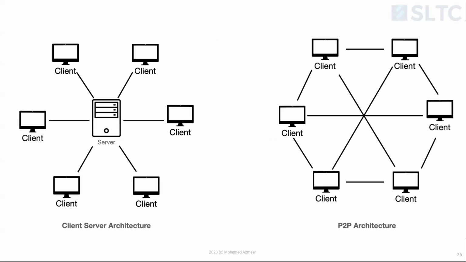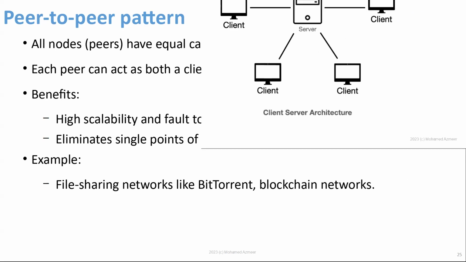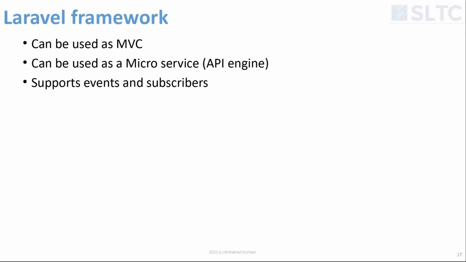Now, what about this one here? Let me show an example. If you look at the right-hand side, we have all the clients connected to all the clients. Which means anyone can talk to anyone on the network directly rather than going through a server, like on the left-hand side. So that is peer-to-peer power.